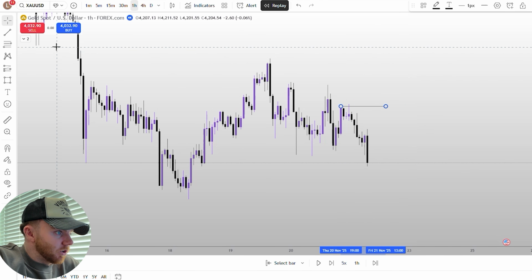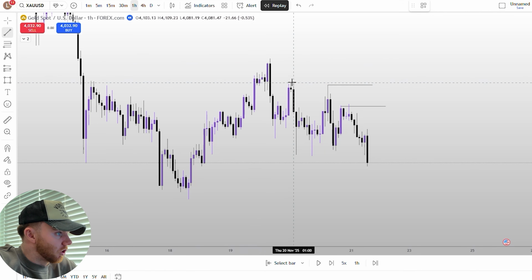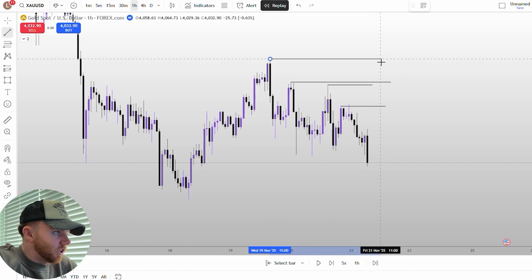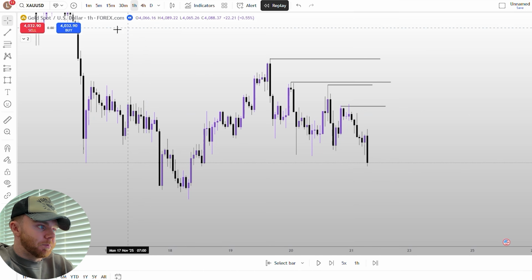buy side liquidity resting here. I can see buy side liquidity resting here. There's a lot of buy side liquidity, which is good. It provides context for our change in state delivery if we are looking for buys.